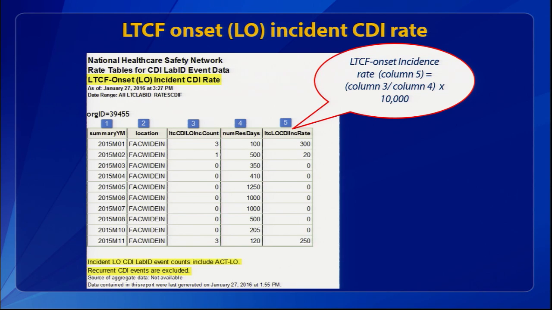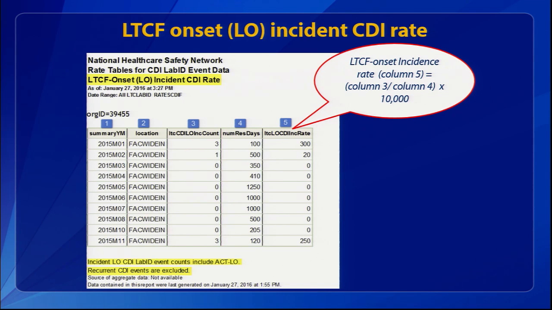This particular table would be of interest to a nursing home because it looks at CDI events which have an onset in the nursing home. If you remember, these events for long-term care onset occurred on or after calendar day 4 in the nursing home. In addition, as I mentioned, the rate excludes the recurrent events.